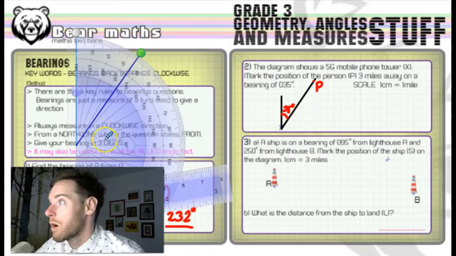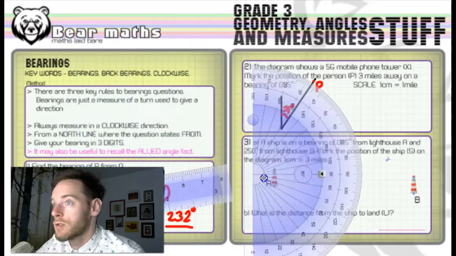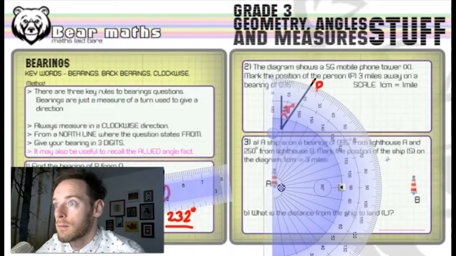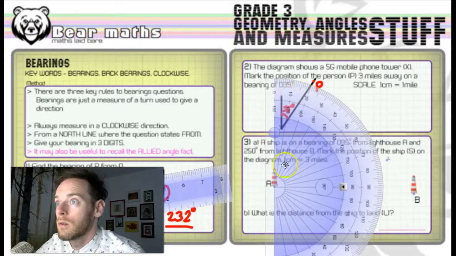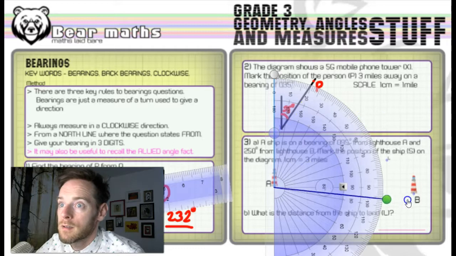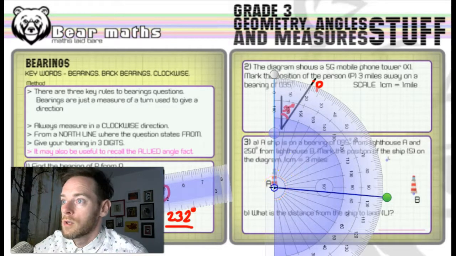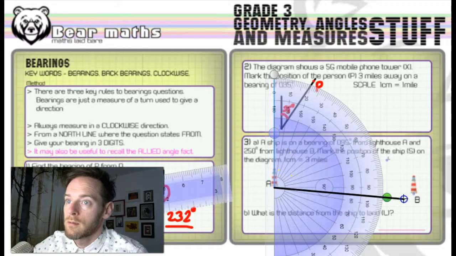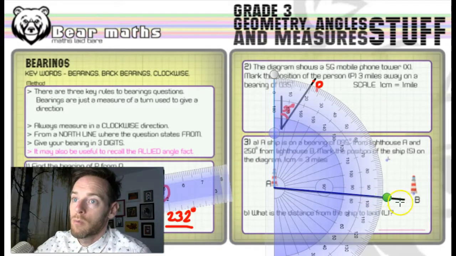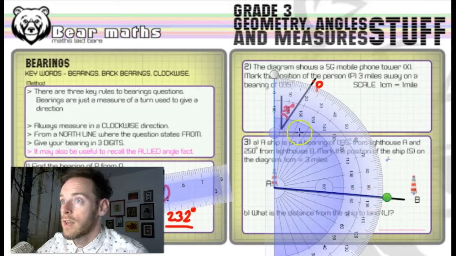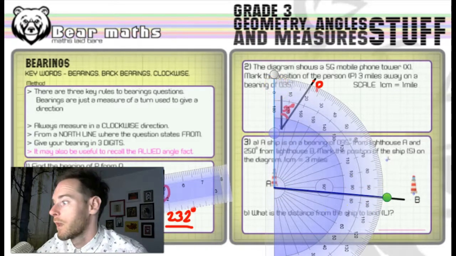So what do I need? I need the protractor again, and I need to measure a bearing of 95 degrees. From A, line up the 0 all the way round, 95 is there, and then get my straight line drawing tool and draw my straight line. I don't need to draw it much further than that, because hopefully B is going to cross that line at some point.